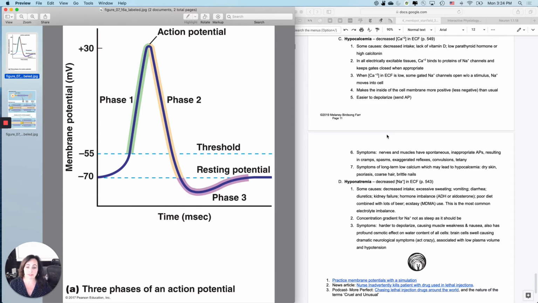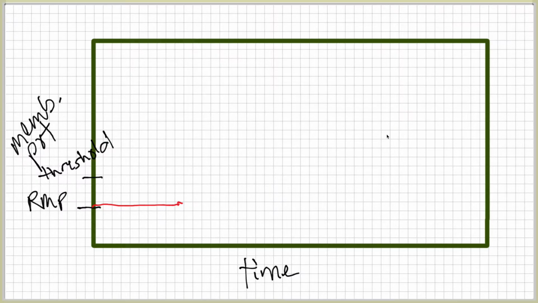So let's see what happens in a situation like that. Okay, so let's look at that. We're going along, minding our own business. We've got resting membrane potential sitting around -70, and then we get hypocalcemia. And when we get hypocalcemia, some of our sodium channels open when we didn't mean them to. So instead of sitting around at -70, I'm sitting around at -60 or -65. And then maybe I start what I thought was just going to be a graded potential.